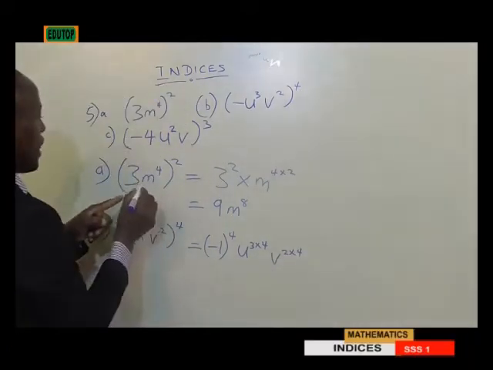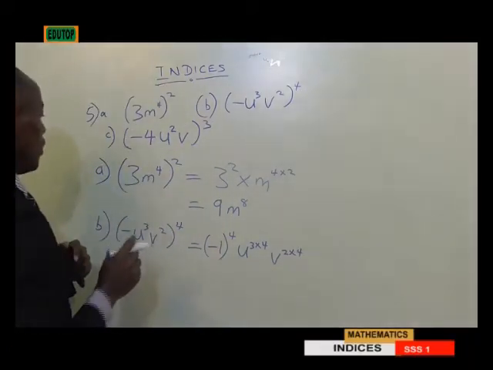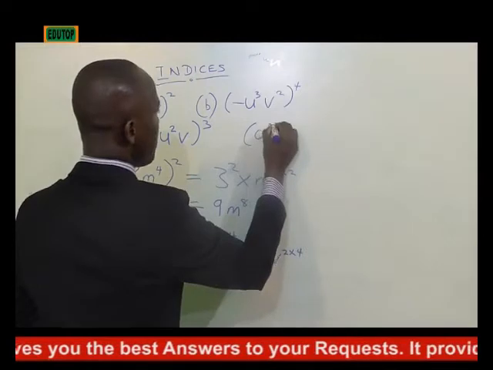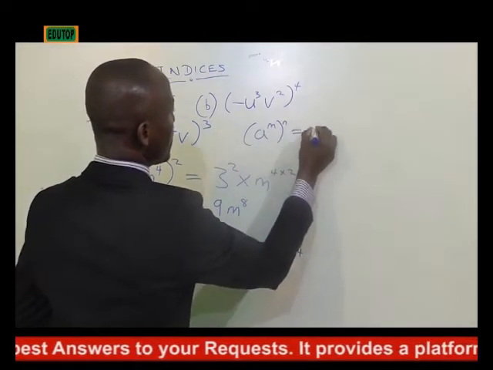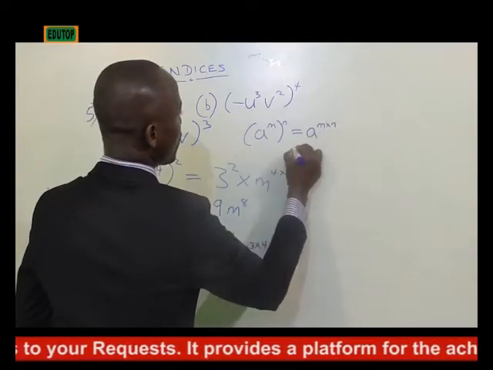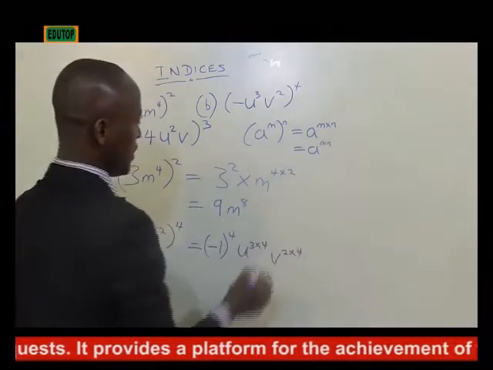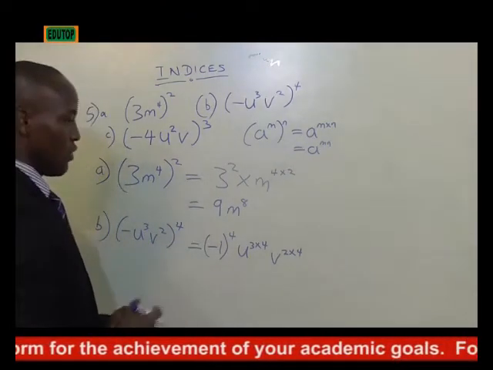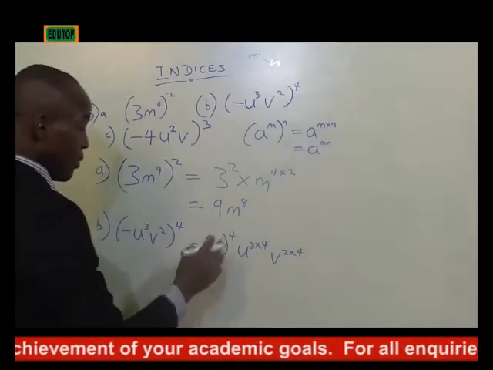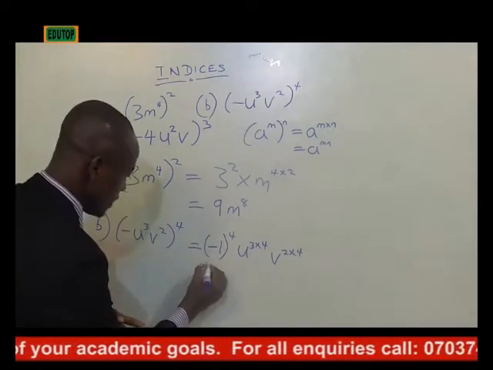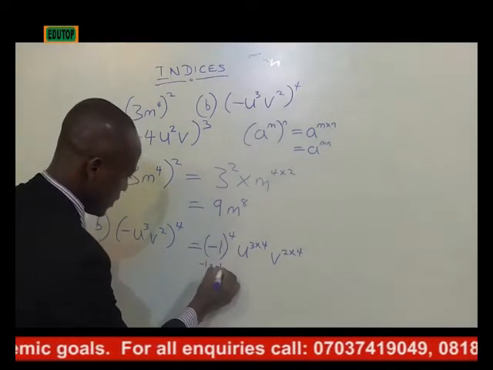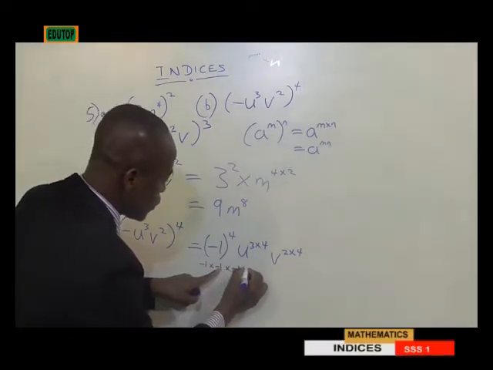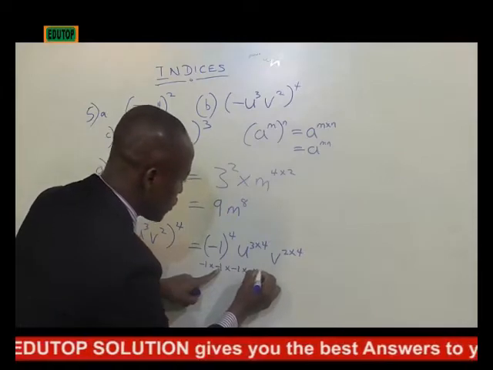Based on the fifth law, a raised to power m, all raised to power n, is equal to a raised to power m times n, which is a raised to power mn. That's why I'm multiplying. So minus 1 times minus 1 will give us plus 1. We are multiplying 4 times. Minus 1 times minus 1 is plus 1, plus 1 times minus 1 would be minus 1, and minus 1 times minus 1 will now give us plus.